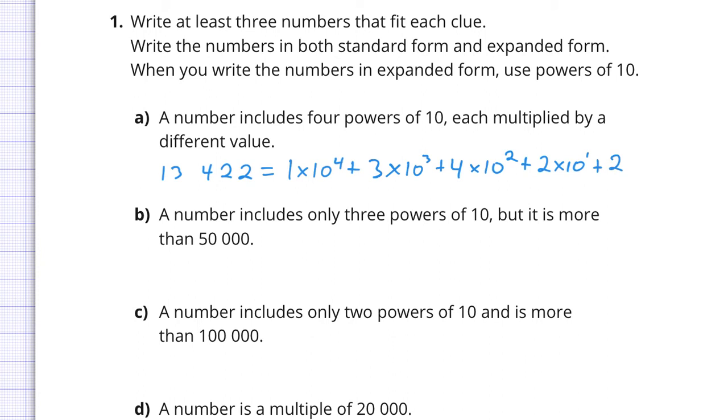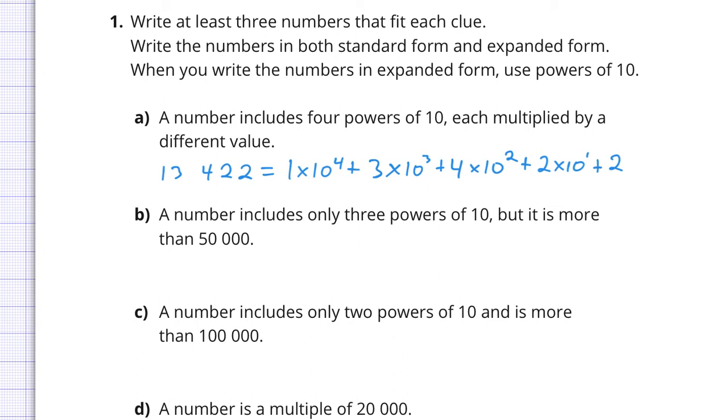That's expanded form. I used 4 different powers of 10, right? Here's 1 power of 10, 2 powers of 10, 3 powers of 10, 4 powers of 10. And that's it. Your number is probably going to look different. Next, we've got B. A number includes only 3 powers of 10, but it is more than 50,000. Okay, so we're going to have to include some zeros in here, right? Because we can forget about the digits that don't have anything in them. So let's do more than 50,000.